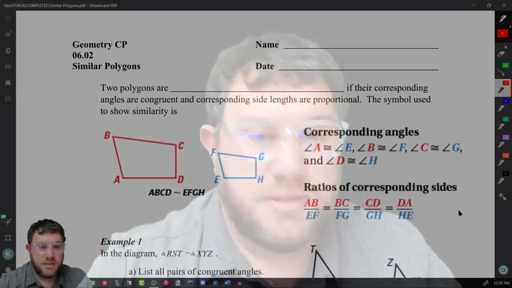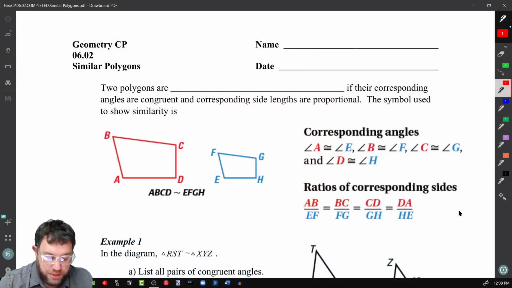So we've talked in the past about congruent figures, congruent triangles mostly, but also congruent polygons in general. And today we're going to get into similar polygons instead. It's a very similar concept, but not quite the same. And there are some extra things you need to be aware of for similar polygons. So let's go ahead and jump in.